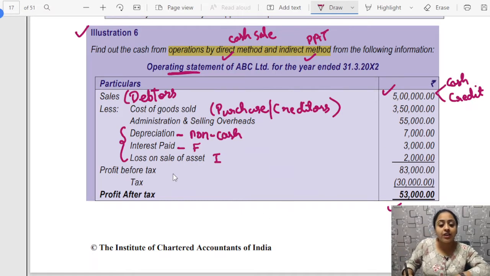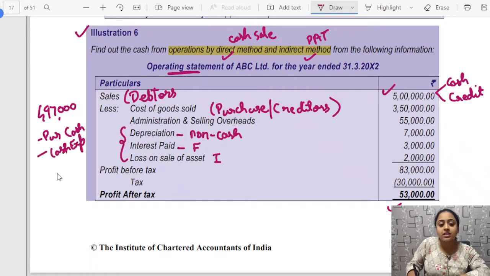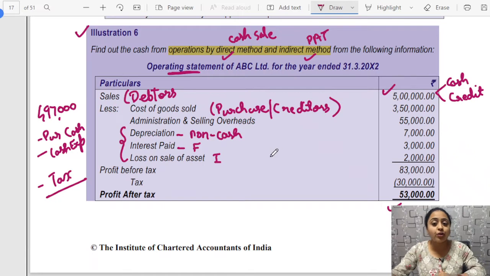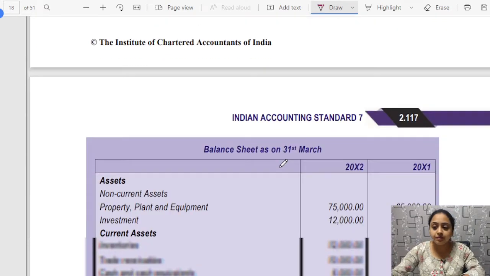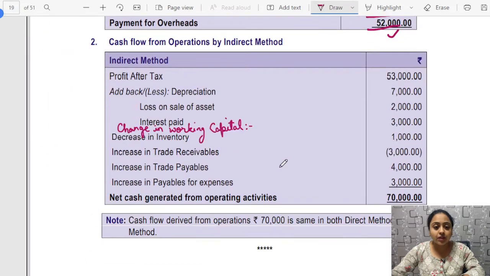Then you will finally pay the taxes, and that's how you will reach the profit after tax. Finally, what you need to do, 497 minus cash purchase, minus cash expenses, and minus taxes. You will get a cash flow after tax from operating activity. If we talk about indirect, you have to start with this and then adjust 1, 2, 3 and these figures. And working capital adjustments are also needed.